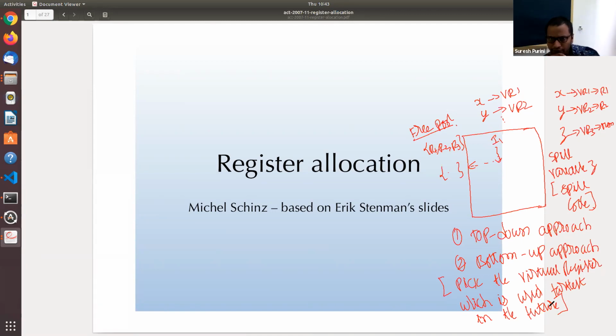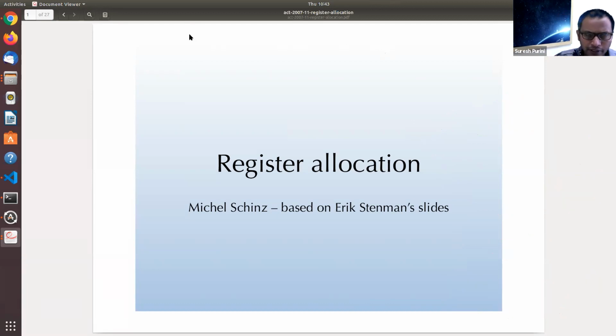So there is one more idea. This is a summary from last class. I would like to present a slightly different view here. Let's say we have a sequence of instructions. There is an instruction x is equal to y plus z, and then another instruction, w is equal to 2 star x, and then another instruction, u is equal to y star z, and then another instruction, v is equal to x star w, for example.